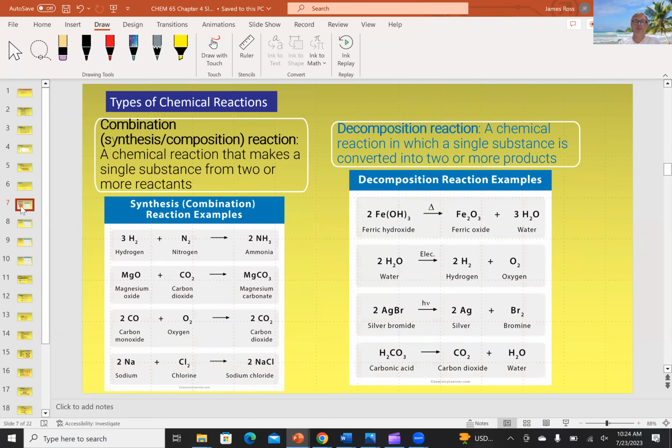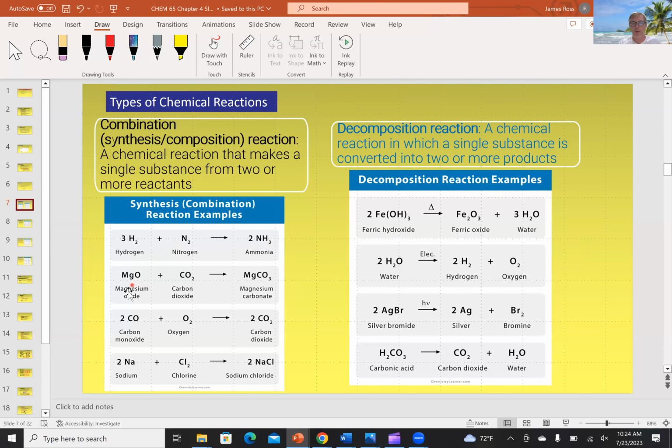Okay, let's look at types of chemical reactions. We can have combination reactions, literally where small chemicals are combined together to make more complicated and larger chemicals. We can also call these synthesis or composition. Here's some examples shown in the gray box here. So we've got 3 lots of hydrogen and 1 lot of nitrogen to give 2 lots of ammonia. So we can see that we've combined these elements together to make something more complicated.